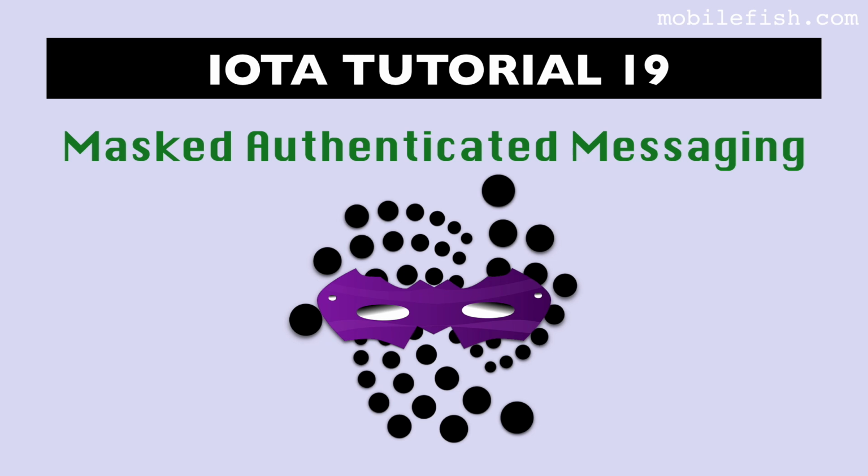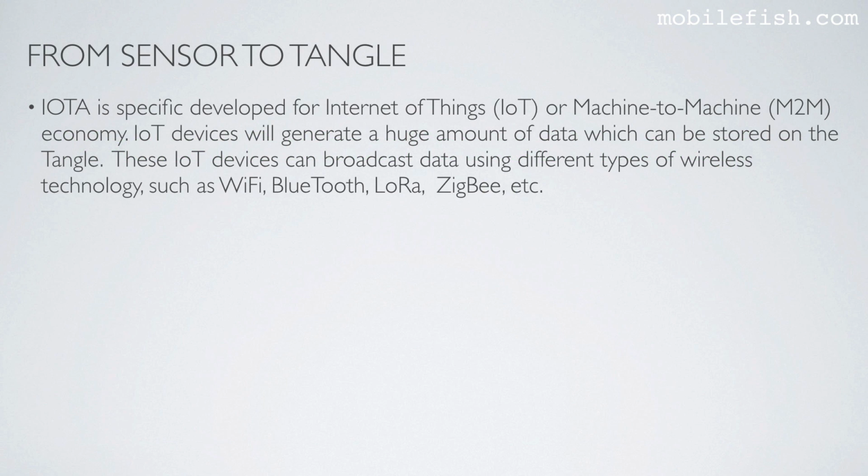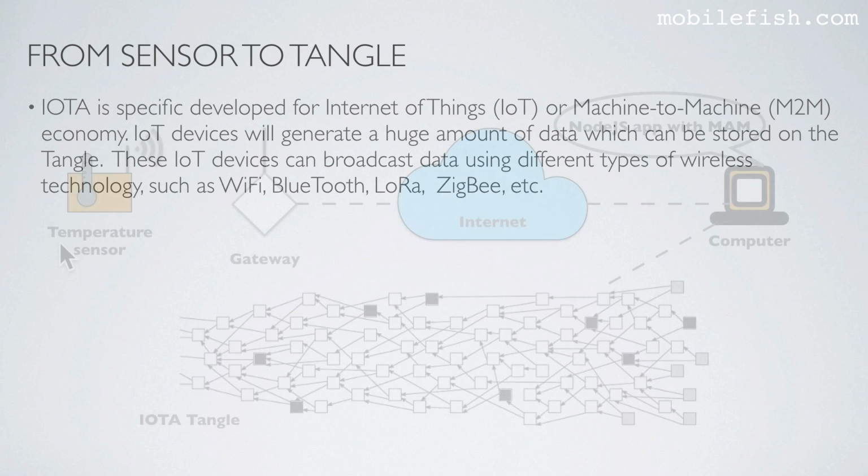In this video, I will explain what Masked Authenticated Messaging is. IOTA is specifically developed for the Internet of Things or machine-to-machine economy. IoT devices will generate a huge amount of data which can be stored on the Tangle. These IoT devices can broadcast data using different types of wireless technology such as Wi-Fi, Bluetooth, LoRa, ZigBee, etc.